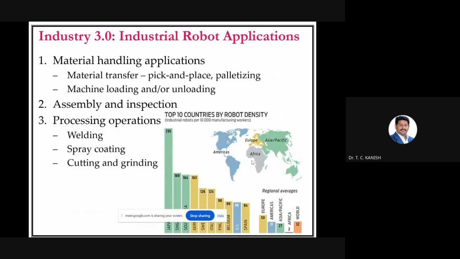If you look at robotic applications in industry, there are material handling applications: material transfer from one place to another, picking operations, placing operations, palletizing operations, and machine loading and unloading operations. A lot of operations are there. And then assembly and inspection. We can do an inspection by using a robot. Then there are processing applications, such as painting, welding, cutting, and grinding. We use robots for all this work.